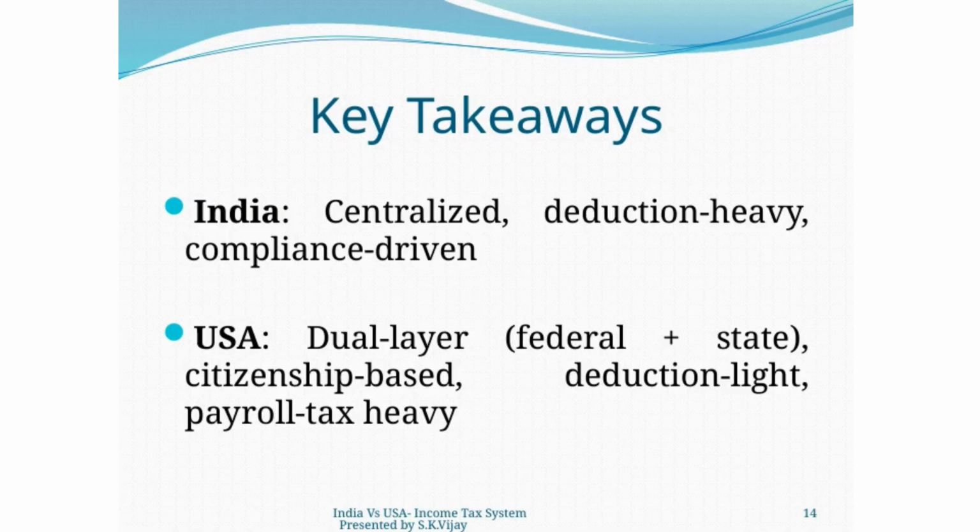The American system is citizenship-based, meaning citizens are taxed regardless of where they live, and it tends to be deduction-light, so fewer deductions are available compared to India. Instead, it relies heavily on payroll taxes, which fund social programs like Social Security and Medicare. Understanding these differences helps us see how each system reflects its country's approach to governance and social welfare. While India's system emphasizes central control and deductions, the USA's system balances federal and state contributions with a focus on payroll taxes. This comparison underscores the broader themes of centralized versus decentralized governance and the different ways countries structure their tax policies.